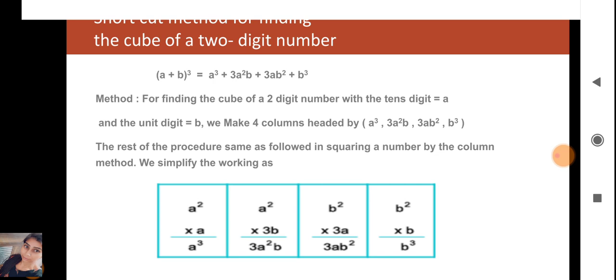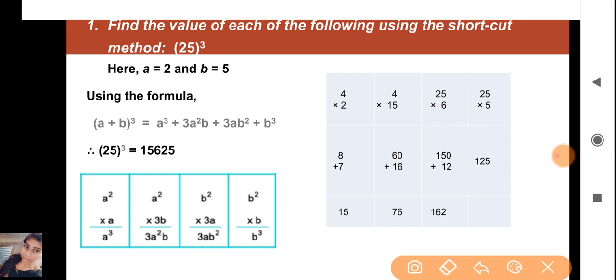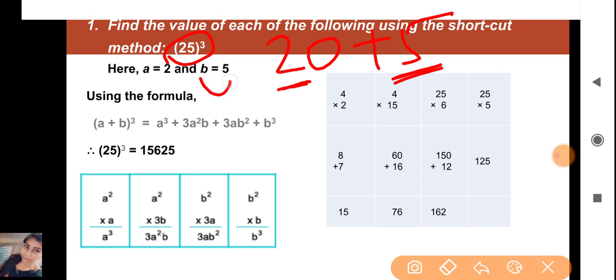It will be more clear to you. Now let us see the first portion only. I'll explain the sum so that you can understand the concept. My number is 25 cube, right? And we need to find the value with the help of the shortcut method. Now this 25 can be expressed as 20 plus 5, right? So 5 is my unit digit and 2 is my tens digit. So b is taken as 5 and a will be taken as 2.